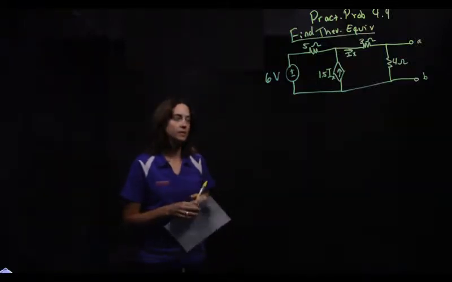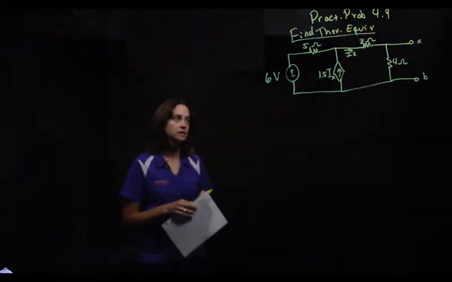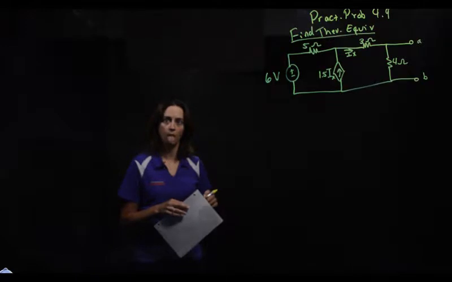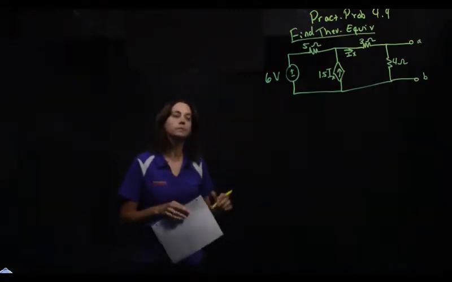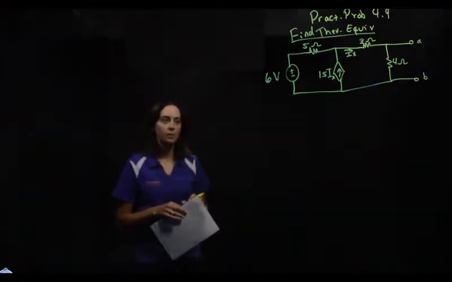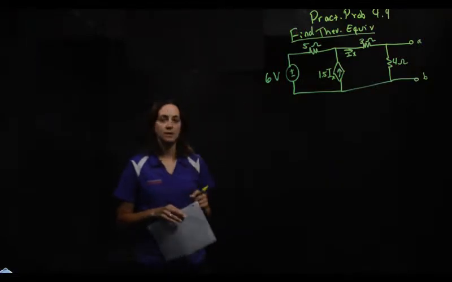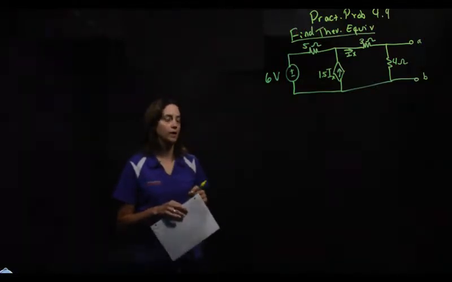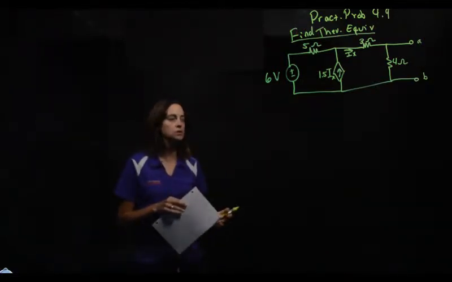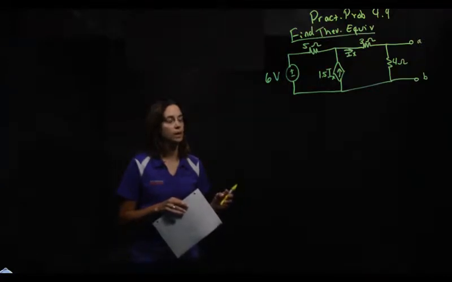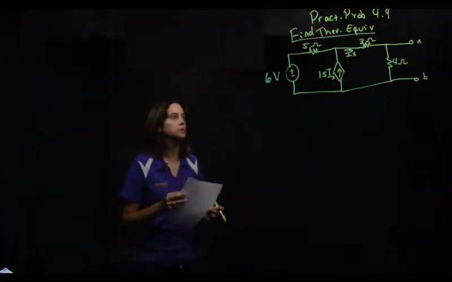Here's an example problem that involves a dependent source. So we have to use that test voltage or test current to find our R Thevenin / R Norton.